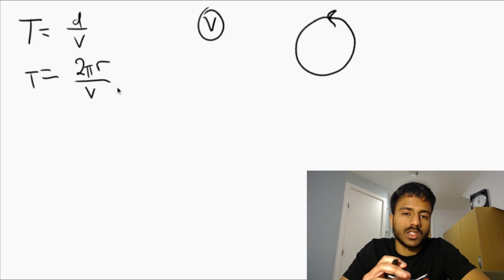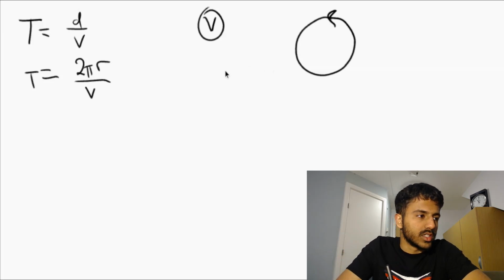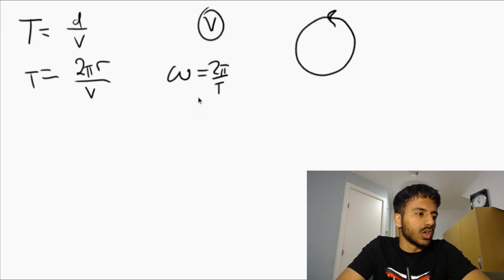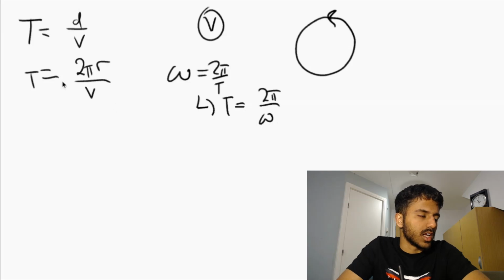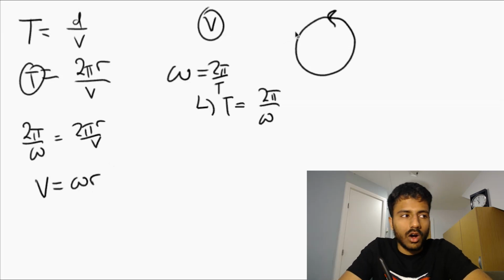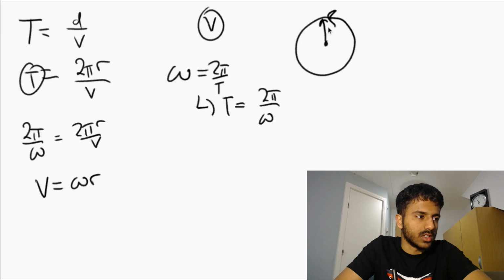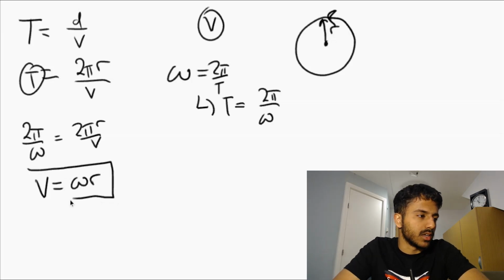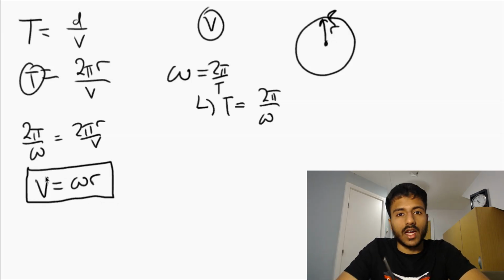Now, from the previous angular velocity equation, we saw that omega is equal to 2 pi over T. If you rearrange this, you get T is equal to 2 pi over omega. And if you substitute that in for T here, you get 2 pi over omega equals 2 pi r over v. If you rearrange this equation, you get that v is equal to omega r, where r is the radius of this circle. So this here is a relationship between linear velocity and angular velocity.